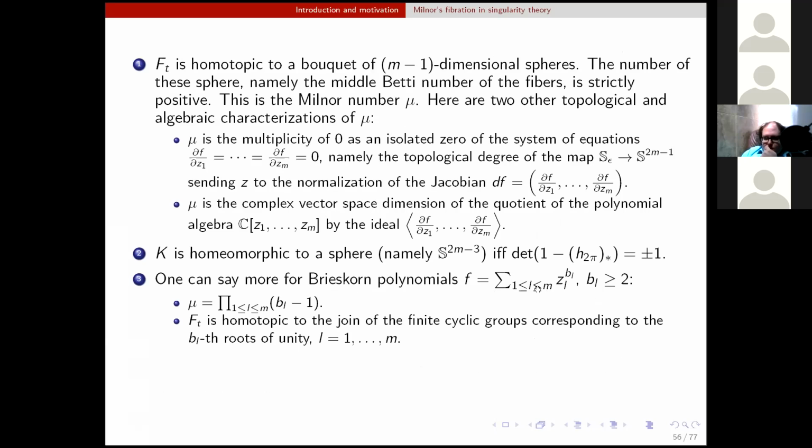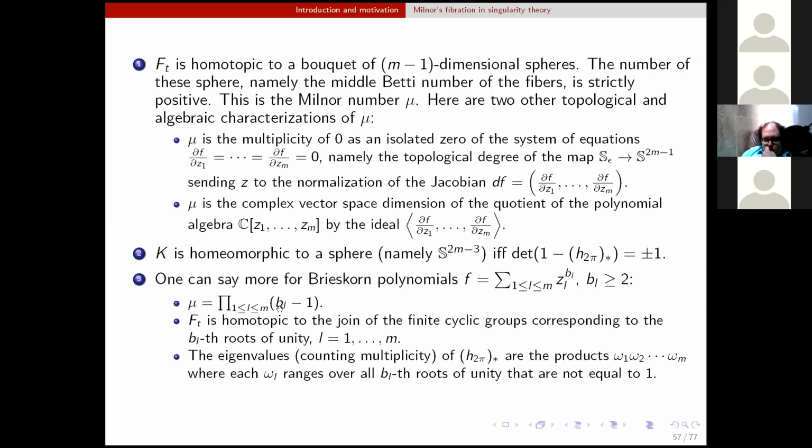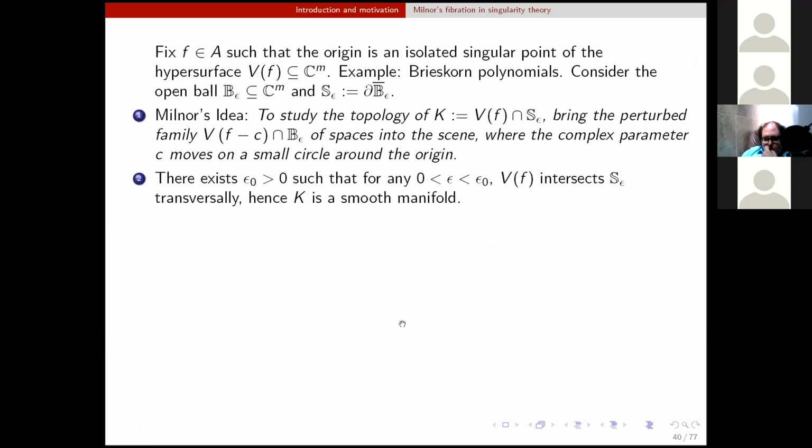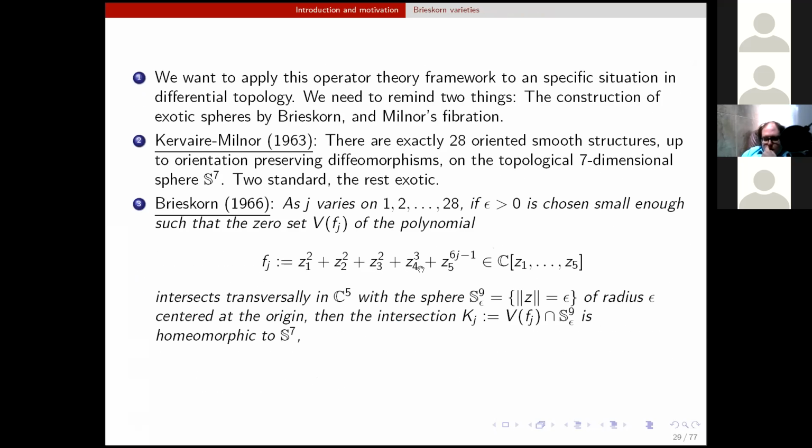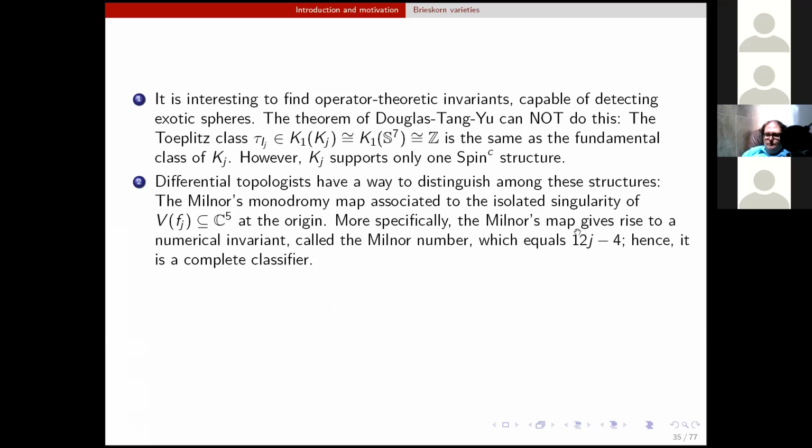For the special case of Brieskorn polynomials, this is the general form of Brieskorn polynomials. For this special case, this number mu, again the number of spheres that f of t is homeomorphic to, is given by this product. So for our specific polynomial, if you want to find the Milner number mu, subtract 1 from all of these exponents. You get 1, 1, 1, 2, and 6j minus 2, and multiply them. So you get 2 times 6j minus 2, so 12j minus 4. And that tells apart our exotic spheres.